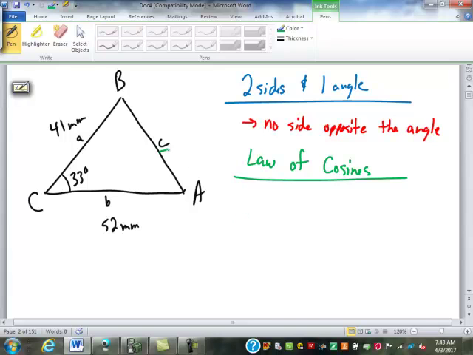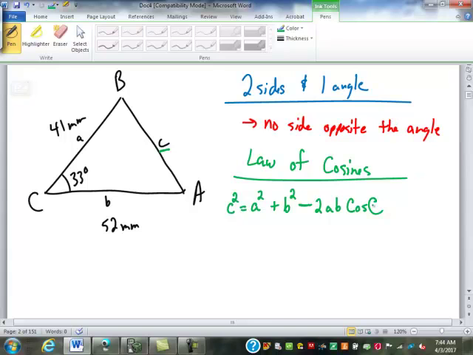So C is the side that is opposite the angle that we are given. The length of C squared is equal to the length of side A squared plus the length of side B squared. So far it's looking exactly like the Pythagorean theorem, but then there's an adjustment factor: minus 2 times the length of side A times the length of side B times the cosine of angle C.